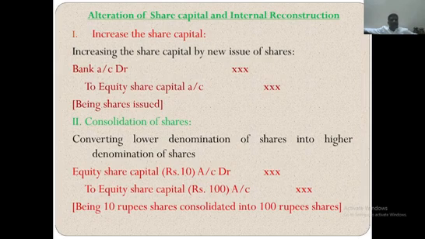So the company facing heavy loss is going to change its capital structure, with a maximum of authorized share capital. The next, consolidation of shares: converting lower denominations of shares into higher denominations of shares. Equity share capital account debit to equity share capital account.